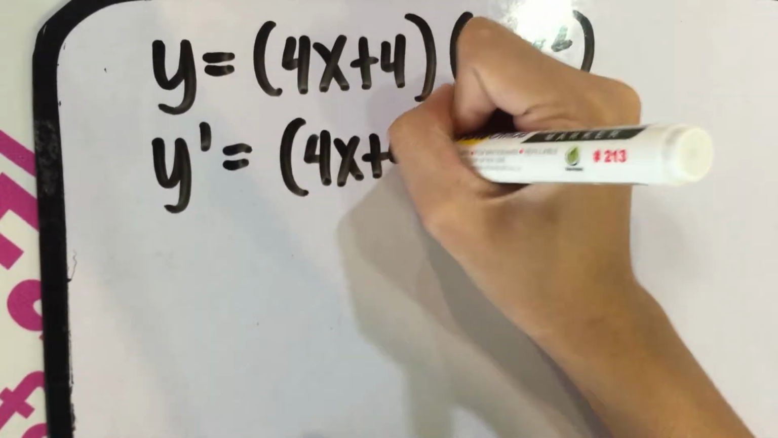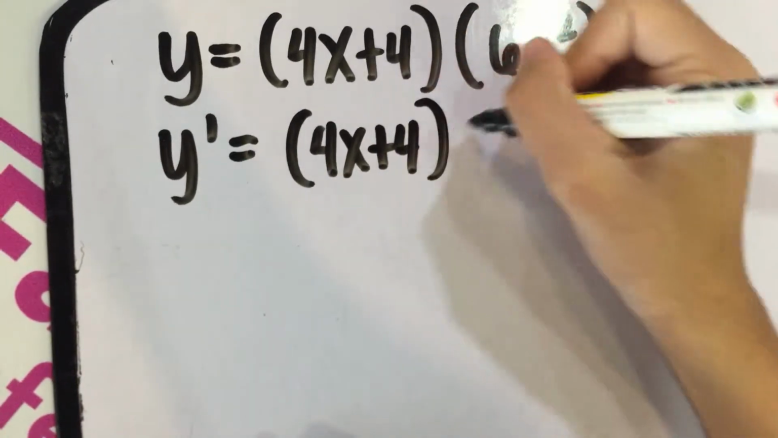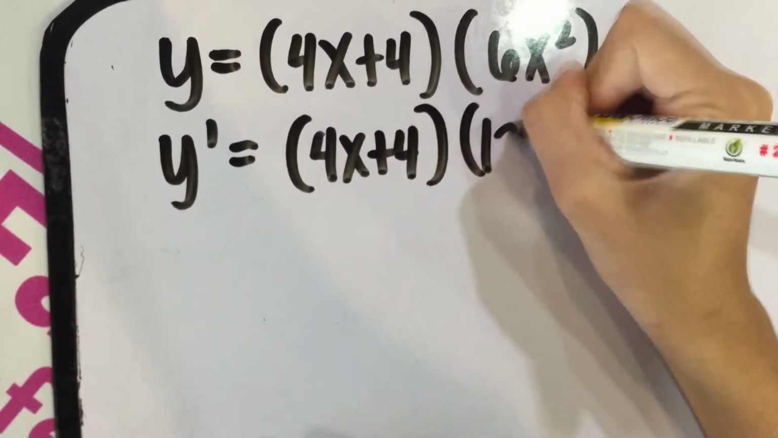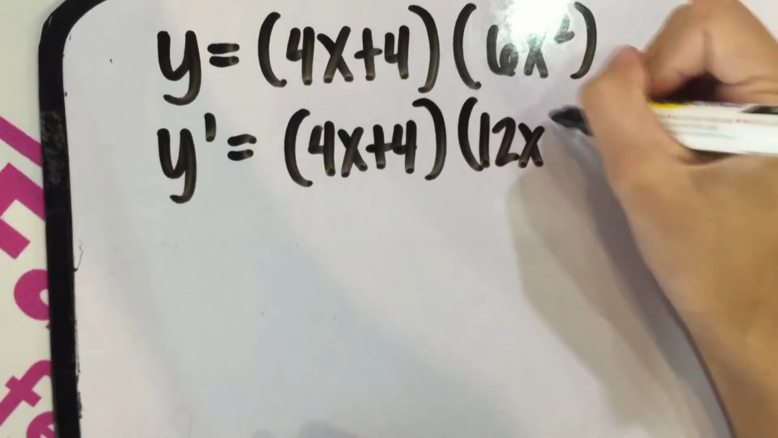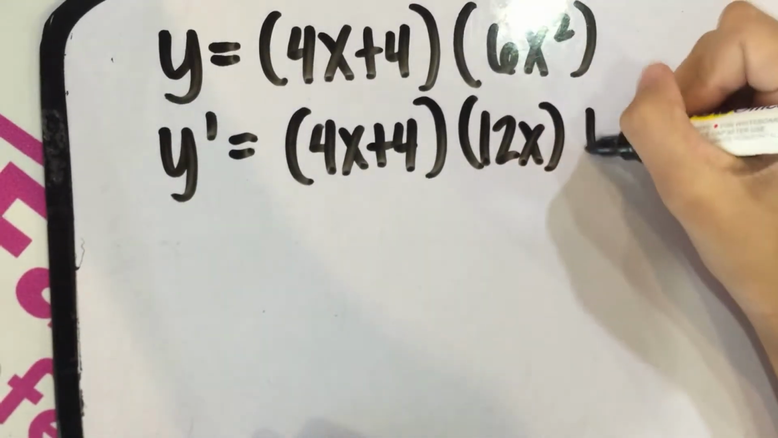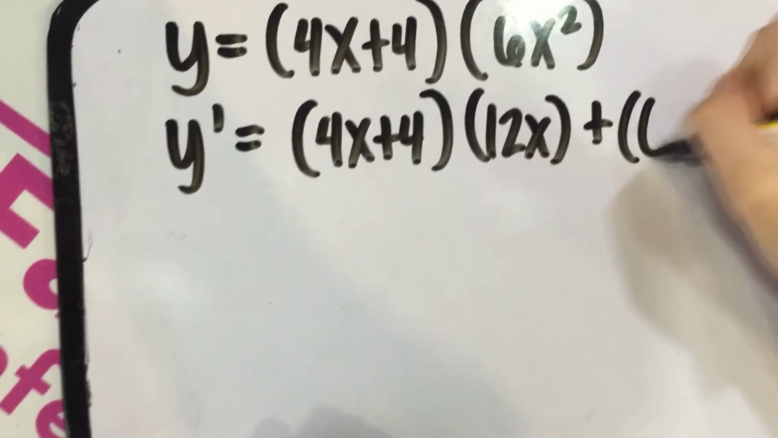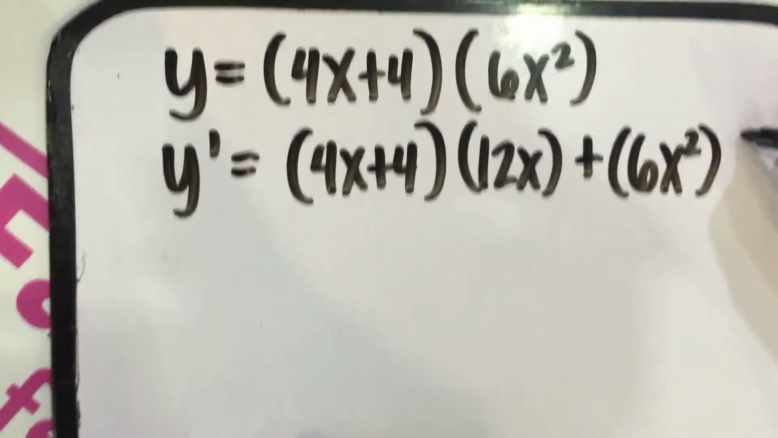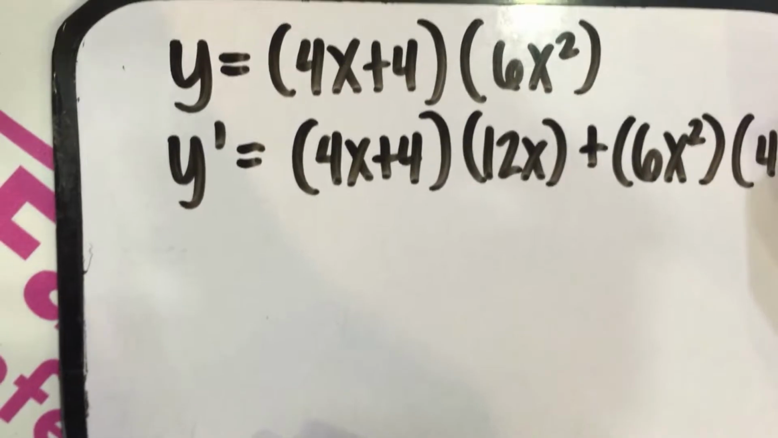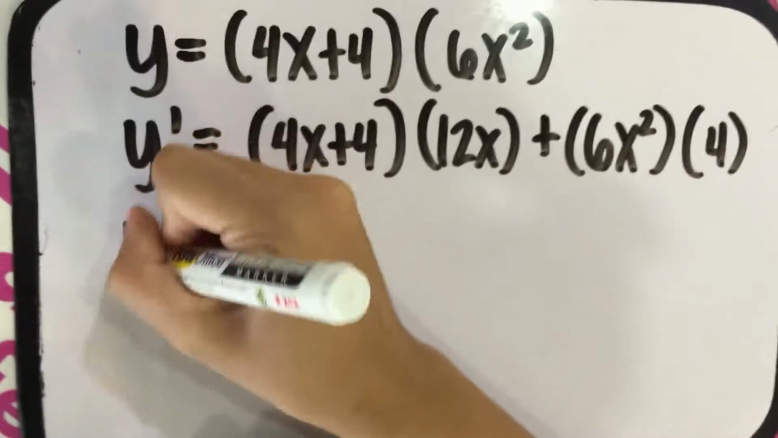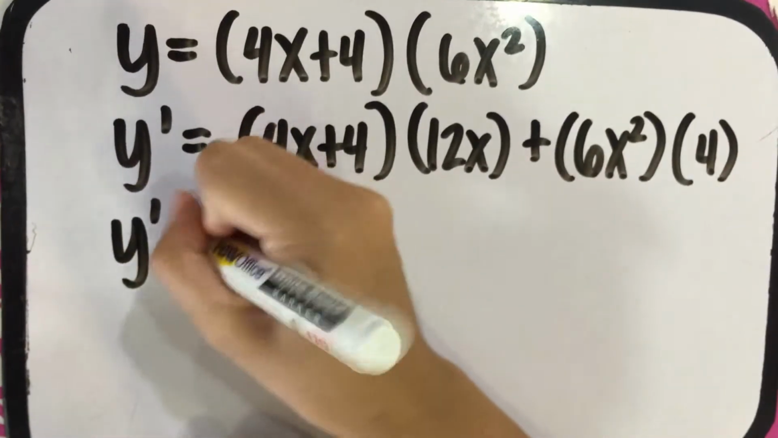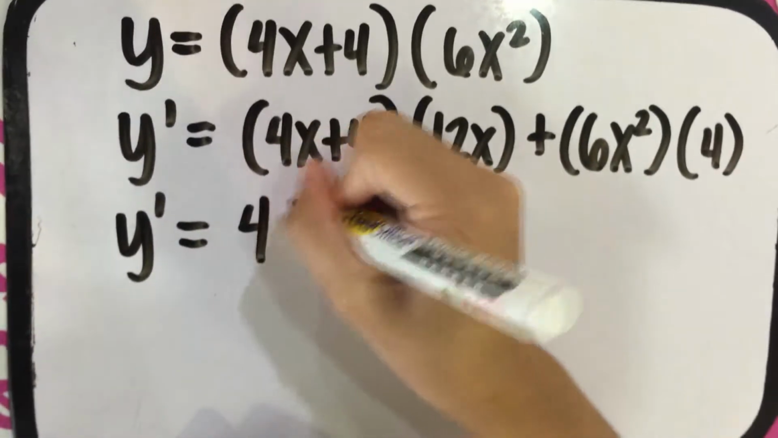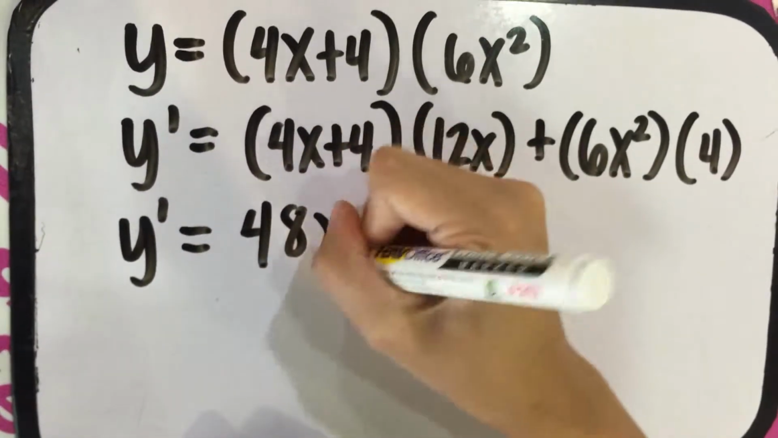Copy 4x plus 4, then find the derivative of 6x raised to 2, which is 12x. We subtract the exponent with 1, so it becomes 2 minus 1 equals 1. Then we multiply 2 with 6, so it will look like 4x plus 4 times 12x. Next is copy 6x squared. Then find the derivative of 4x plus 4, which is 4.